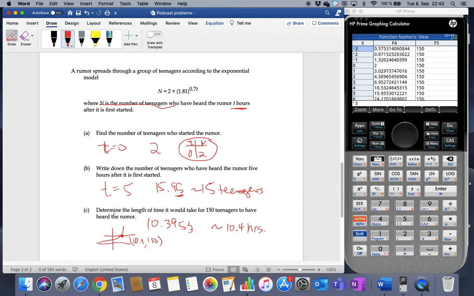And you can, again here with t equals 5, you can either show your table or you can show the fact that you have put in N is equal to 2 times 1.8 to the 0.7 times 5 right there, right? So that's the way that you would show your work. Okay, so even though you are using your calculator, you would have to show your work on a criteria A test. Okay, thanks.